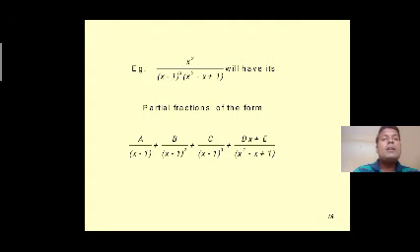Example: x square by x minus 1 whole cube into x square minus x plus 1 will have its partial fractions of the form a by x minus 1, b by x minus 1 whole square plus c by x minus 1 whole cube plus dx plus e by x square minus x plus 1. You observe here, one is a repeated linear factor, another one is a quadratic factor. X minus 1 is repeated 3 times, so the partial fraction format is a by x minus 1 plus b by x minus 1 whole square plus c by x minus 1 whole cube, and one quadratic factor is there, so a, b, c is completed. Now we go to dx plus e by x square minus x plus 1.